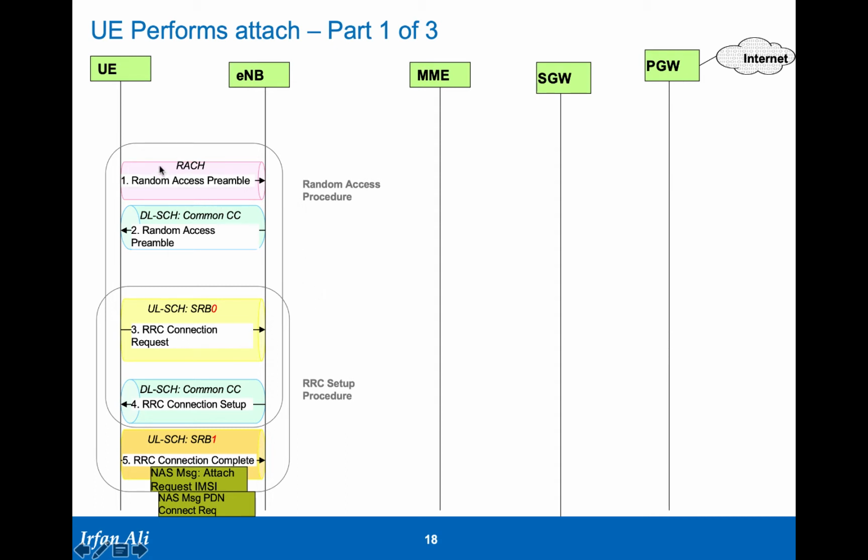So as the mobile attaches to the network, it goes through a random access procedure followed by an RRC setup, which ends up with the mobile sending the NAS attach message, along with its IMSI, in the clear over the radio, along with a NAS message for PDN connection. That means please give me an IP address also. So the IMSI is being sent in the clear, as we said. This is the one place where in LTE you can snoop the IMSI over the air.